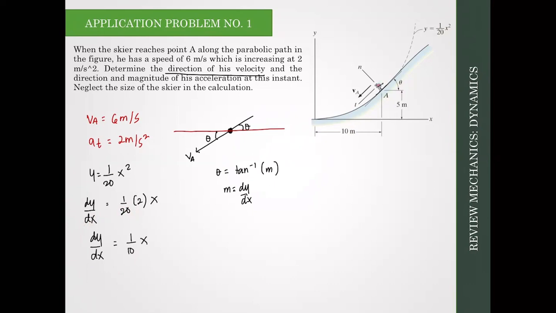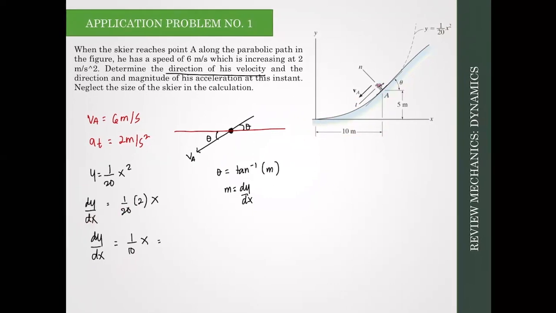And what is the value of x? At that point, the value of x is 10 meters. So 10 over 10 is equal to 1. So to get theta of v, that will be tangent inverse of 1, so our theta is 45 degrees. Okay? So that will be our answer for the velocity direction. So this is the direction of velocity. Okay? Next.